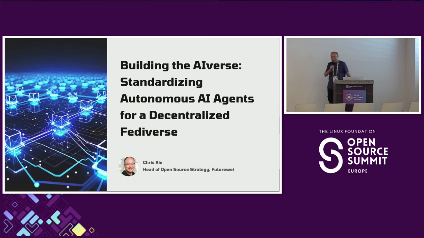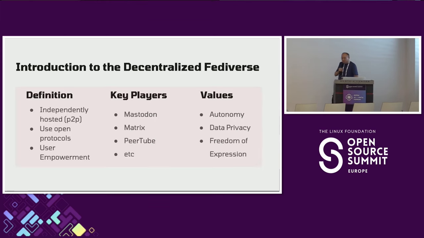The topic of my talk today is building AIverse, standardizing autonomous AI agents for the decentralized Fediverse. So what is decentralization? Decentralization often refers to a network of competing nodes, where each node is both a client and a server, and there is no central server in this network. That is mostly what a decentralized network is.